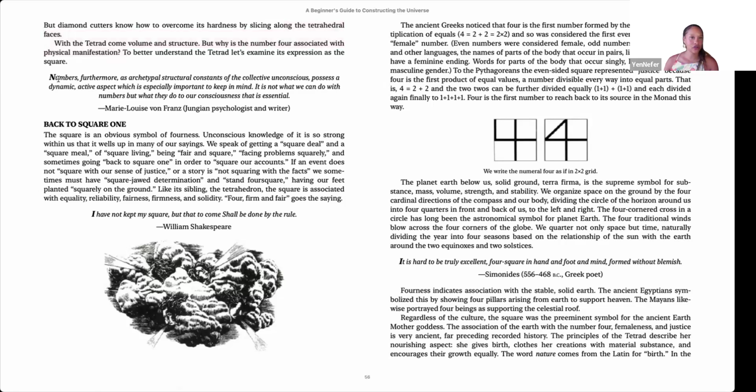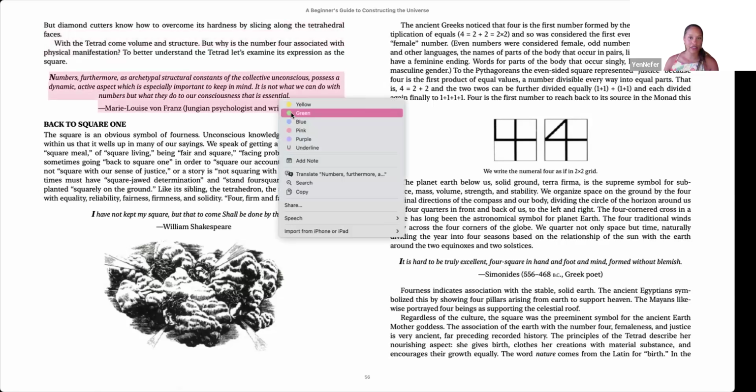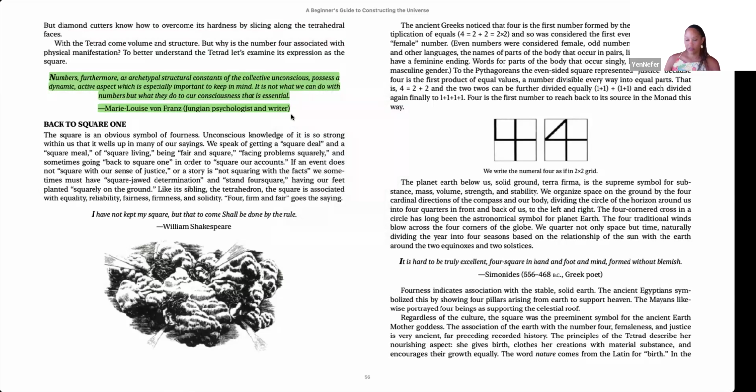Wow, so we definitely need to highlight that. I love the way that she sums it up. Back to square one. Wow, back to square one, a common saying.